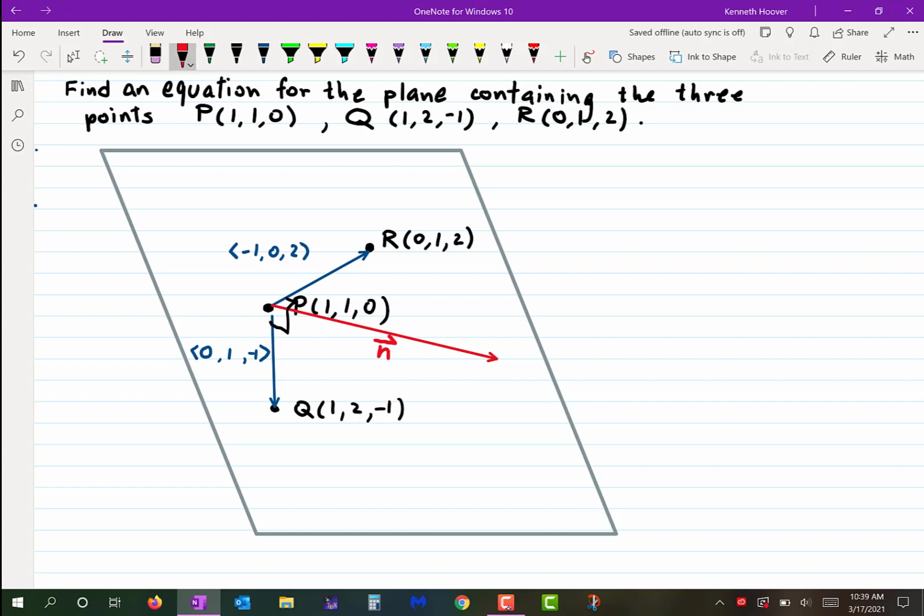Okay, so that is 0, 1, -1 cross with -1, 0, 2. And if you work out that cross product, which you should stop the video and work that out yourself right now and see what you get, it comes out to 2, 1, 1.